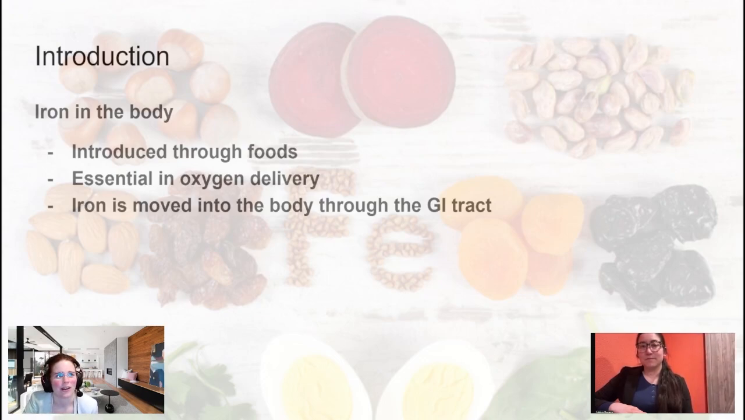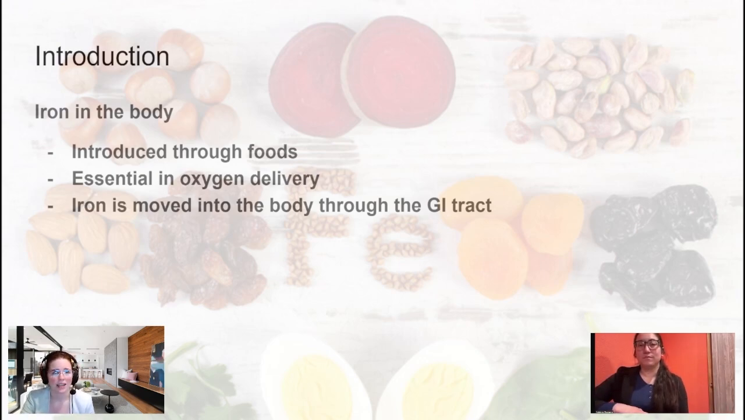How is iron used in the body? Iron is introduced to the body through consuming foods that contain iron. Iron is essential in oxygen delivery within the body. Red blood cells transport oxygen through the body and are filled with hemoglobin. This hemoglobin is comprised of heme molecules, which also contain iron in the middle of the molecule. This iron molecule inside of the heme is what oxygen binds to, to deliver oxygen throughout the rest of the body.